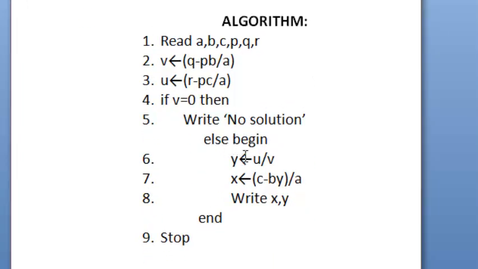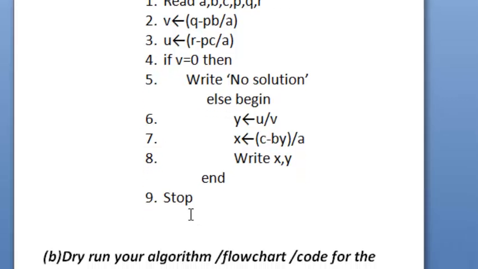Else, we write the value of u by v into y, and then we put the value of (c minus by) whole divided by a into x. Then we write the value of x and y. Then here we end our condition, and then we stop our algorithm.